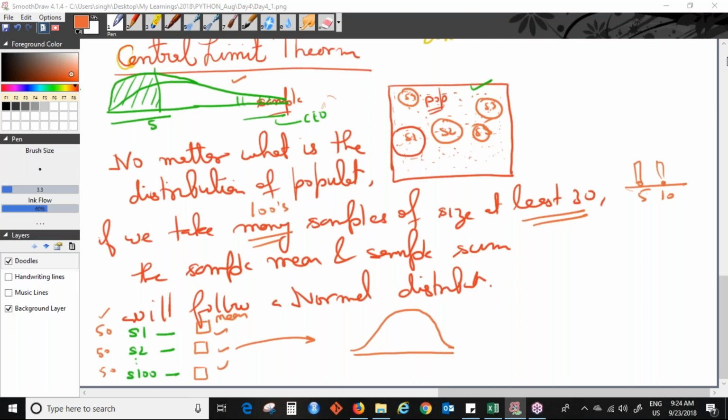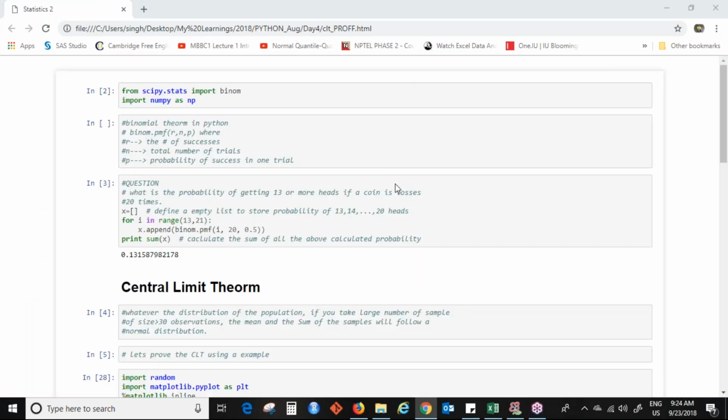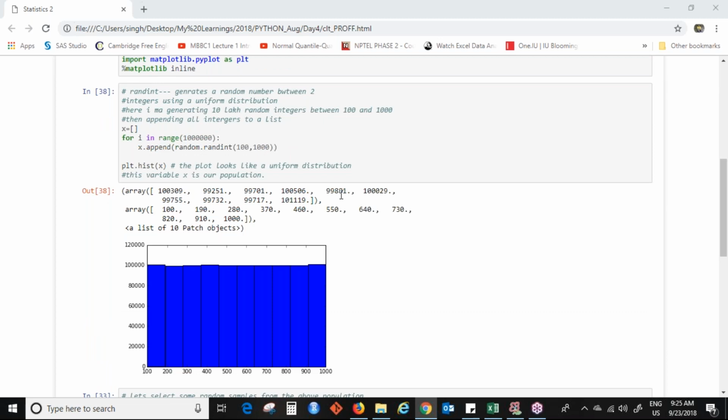So now let me try to prove this algorithm to you guys. I will use Python to prove the algorithm. How will I prove it? Because I don't have a population, I can always generate a population. I can generate a population using random data. So using random numbers, I will generate a population, and then using that population, I will prove the central limit theorem for you guys. Just give me a moment, guys.